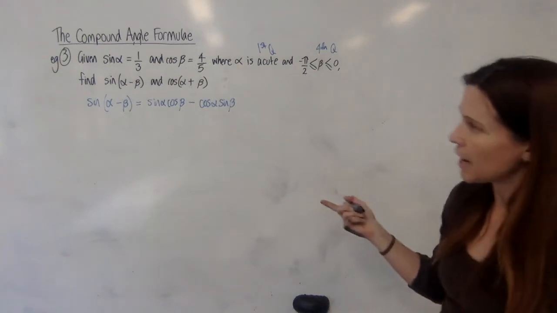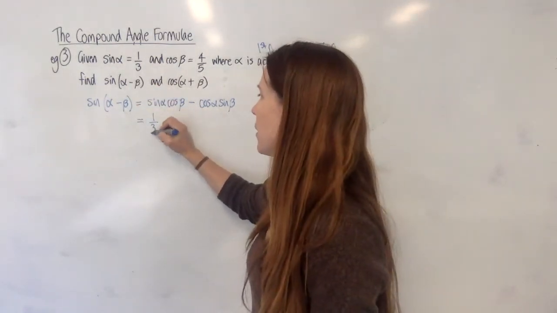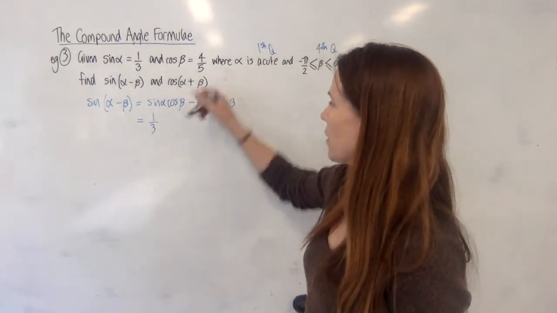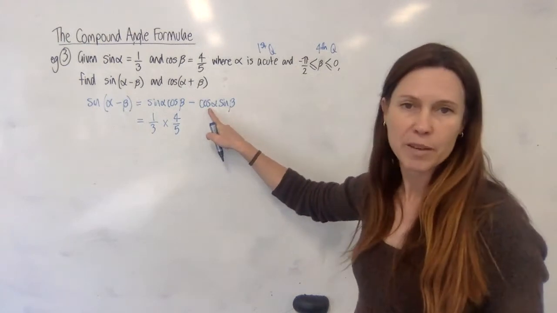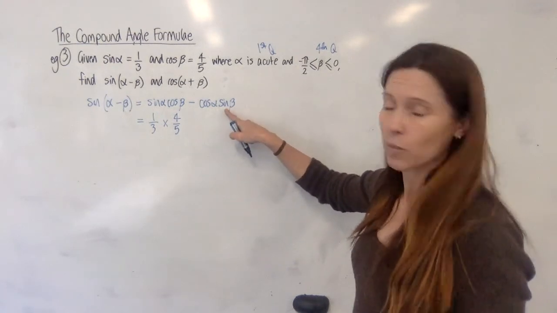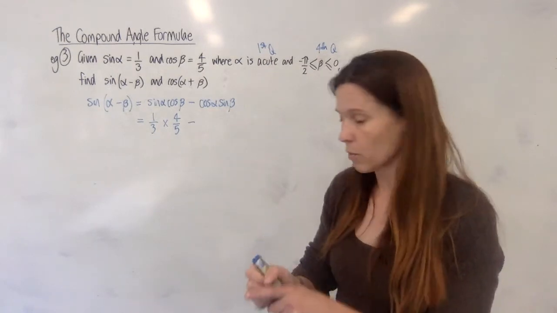Now, what do we already have? We've got the sine of alpha, it's a third. Okay, so I already know that part. I've also got the cos of beta, that's 4/5. So I'm good for the first bit. But over here, I don't know what the cos of alpha is. And I don't know what the sine of beta is either. So at this point here, I'm a bit stuck, and I need to do some work over on the side.